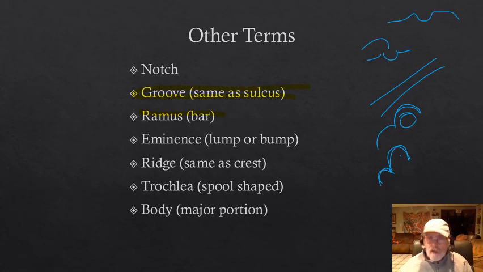That's called a ramus. A ramus is a bar bone. At the top, the pubis meets the ilium, which is the upper portion, and it creates a bar on the top of that obturator foramen, and that would be called the pubic ramus. The pubic ramus, okay, ramus. If you see the word eminence, it just means a lump or bump on a bone, okay?